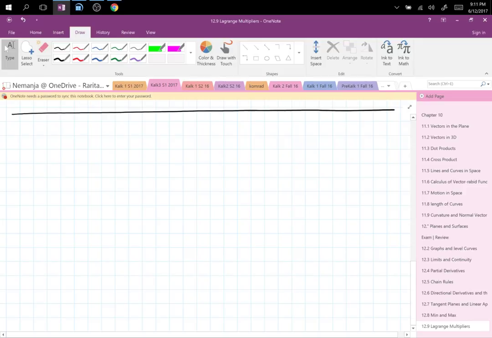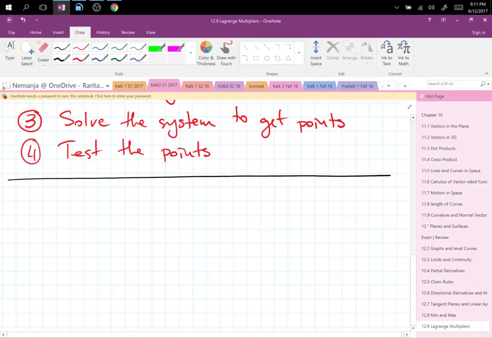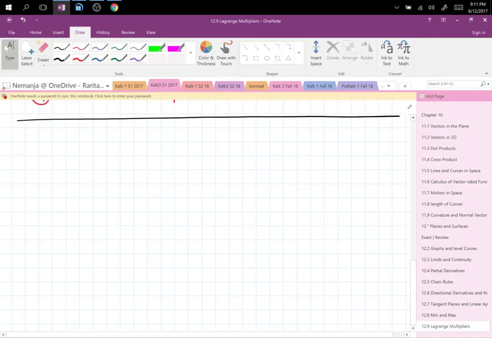What was number 4? What happened? What was number 4? Test the points to see which max, which min. All right. There are obviously 3 variables, so it's a 2 variable or 3 variable problem. So let's start with just a problem that is going to outline the procedure.